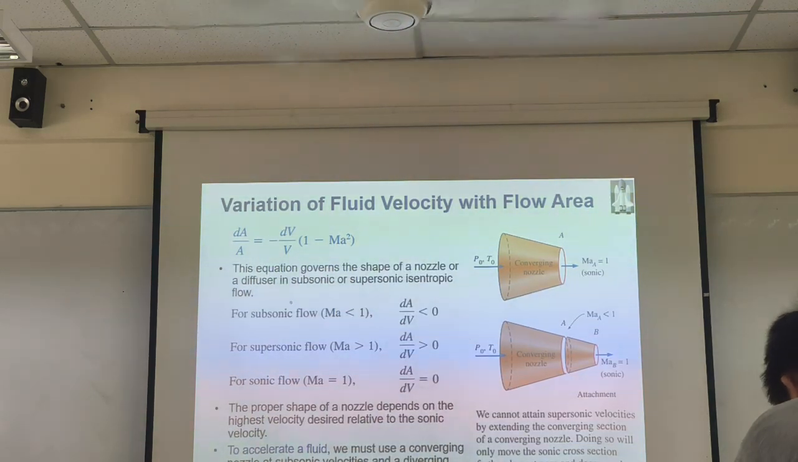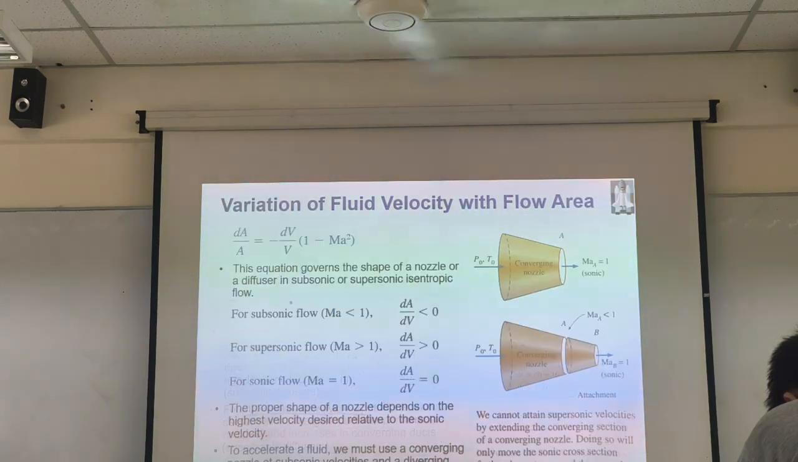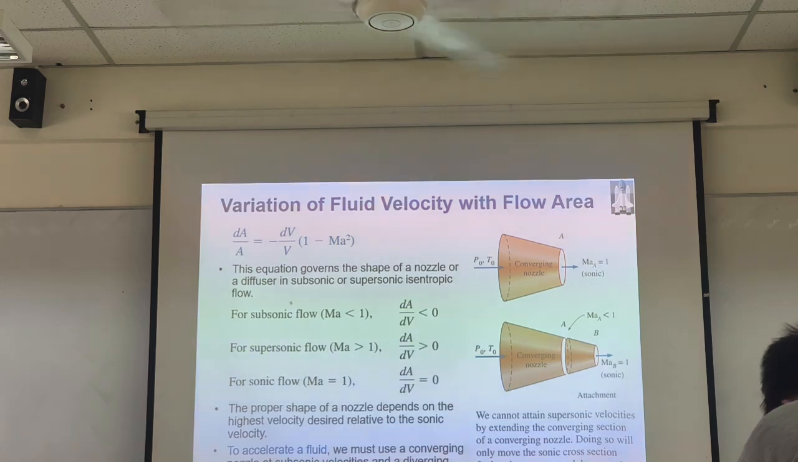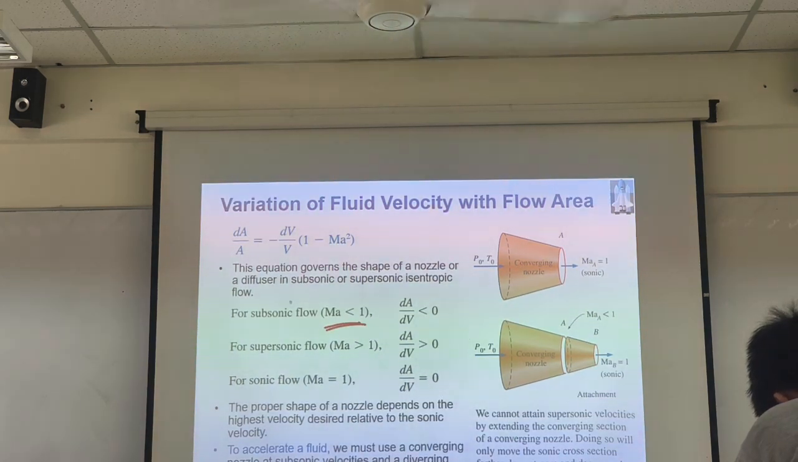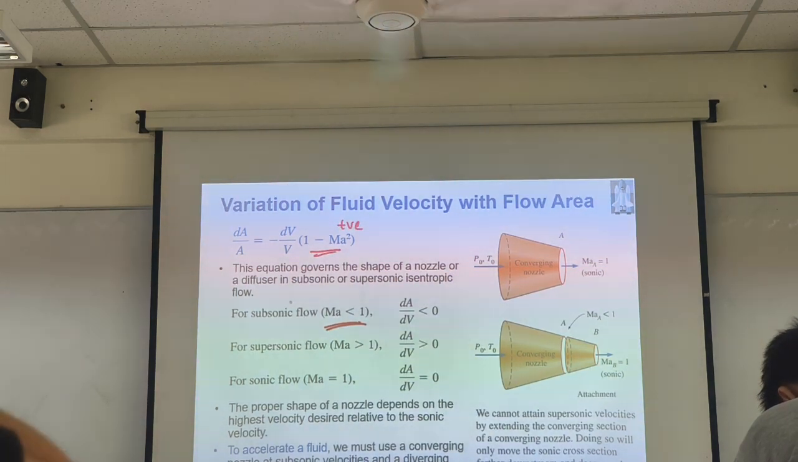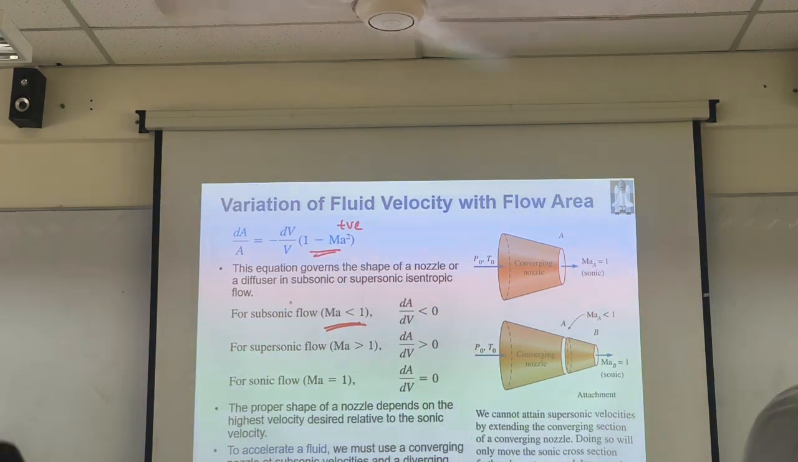Carrying forward, if you replace the P with V in this equation, it becomes a bit more obvious. This equation governs the shape of a nozzle or diffuser in subsonic or supersonic isentropic flow. Same thing: if you have Mach number less than 1, subsonic flow, then once again this term is positive. So you can see that as area reduces, velocity will increase.